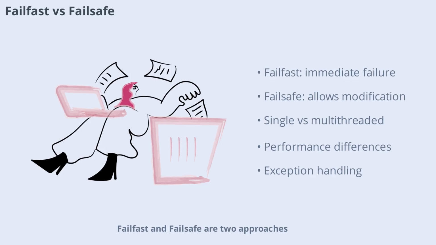Fail-fast and fail-safe are 2 approaches for handling concurrent modifications during iteration. Fail-fast collections throw a ConcurrentModificationException if modified during iteration, making them suitable for single-threaded environments. Fail-safe collections create a copy for iteration, allowing modifications but with slower performance, and are used in multi-threaded environments.